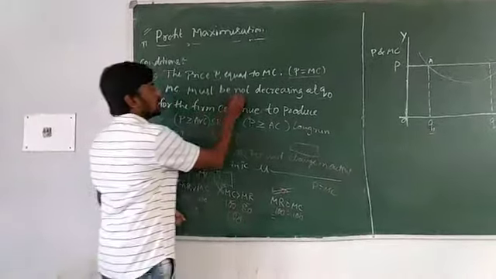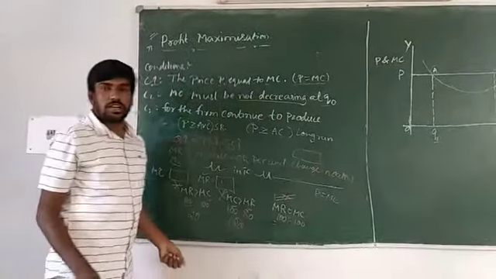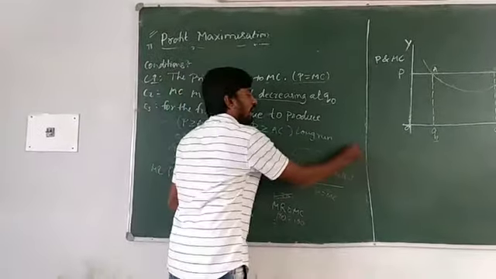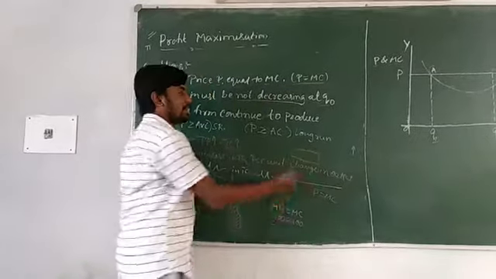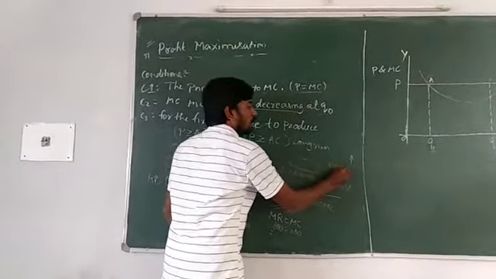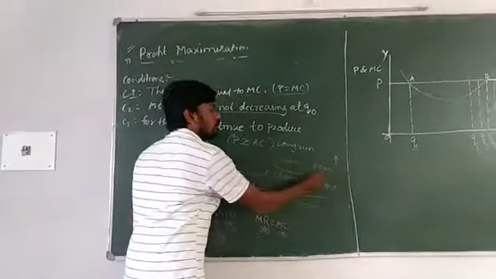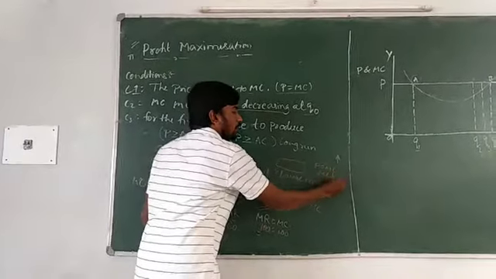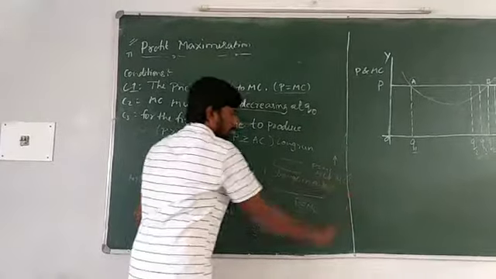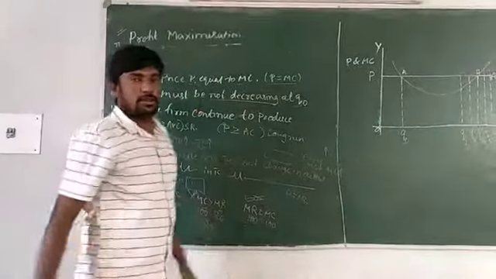Where here they mention not decreasing. Not decreasing means it should be increasing. When the price equals the marginal cost, it should not decrease, it should increase. Understand? Same thing. Look at the diagram.